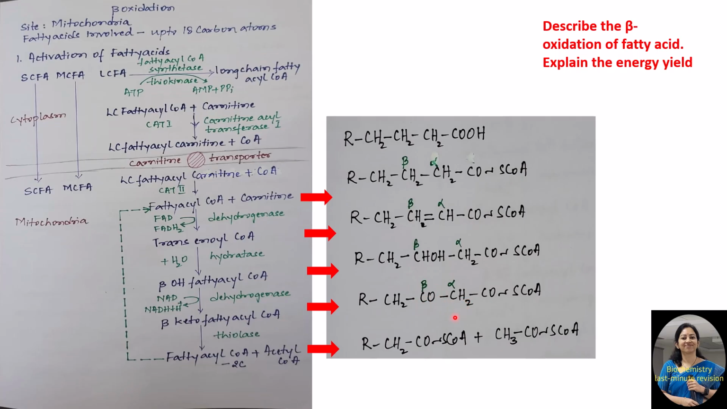So the next step, thiolase cleaves this to form fatty acyl CoA with two carbon less compound, and these two carbon compound is released as acetyl CoA. Because the oxidation involves the beta carbon atom, it is called as beta oxidation. So you can write the structures, or without structure also you can.